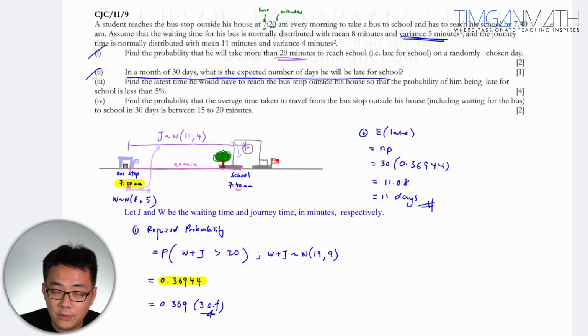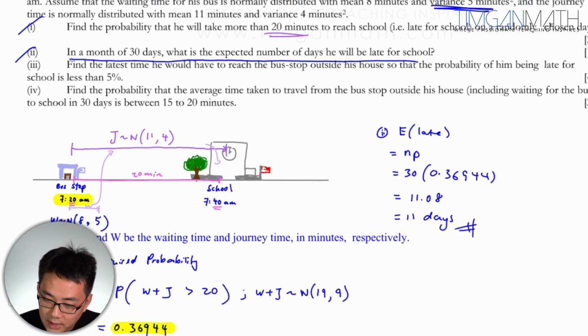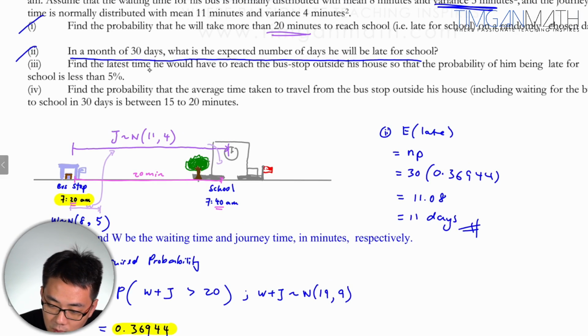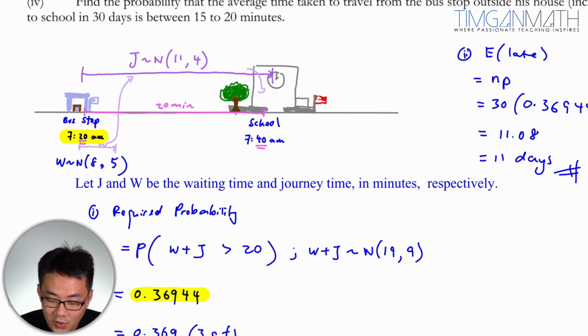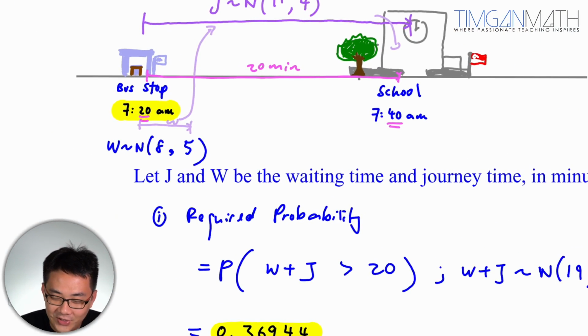Subsequently, part 3. Now, find the latest time she would have to reach the bus stop outside his house, so that the probability of him being late for school is less than 5%. My goodness. Okay, this is where things become interesting. So this is where you need to hear me out. You know this is 20 minutes, right? This is 20 minutes. The journey here is 20 minutes.